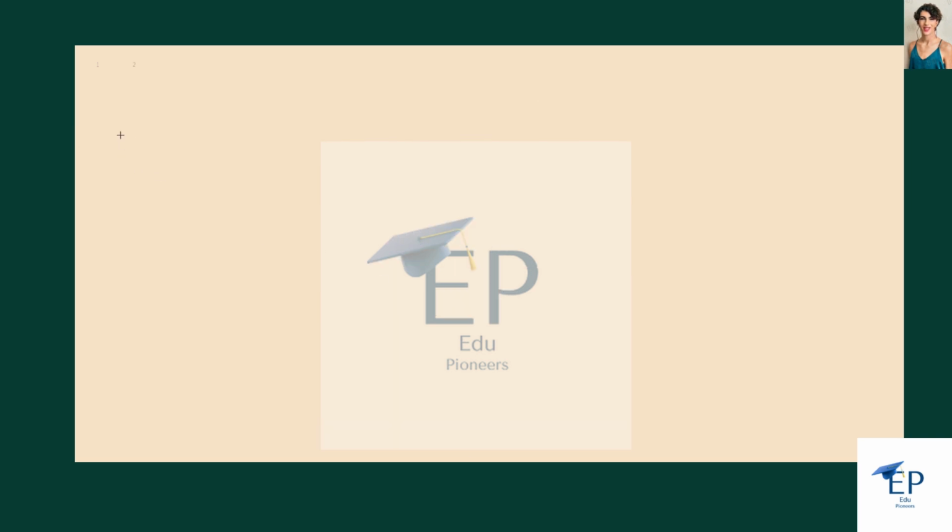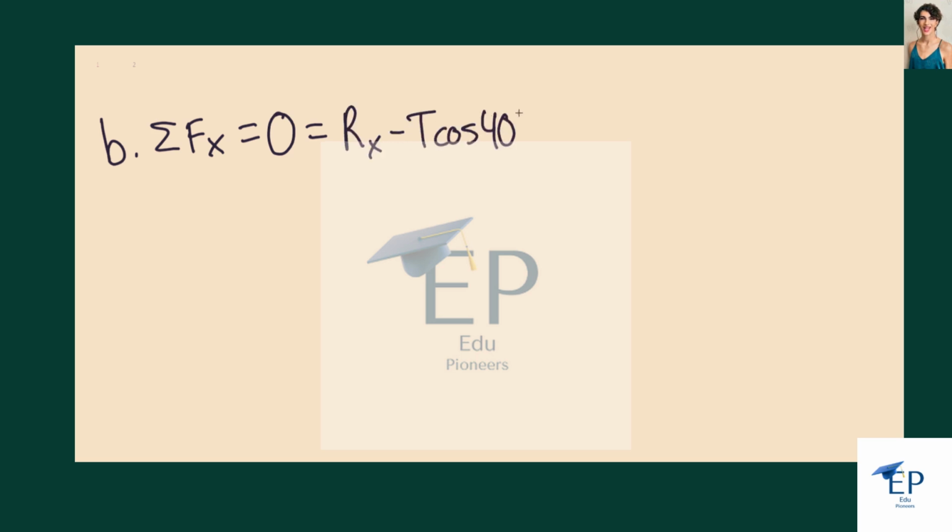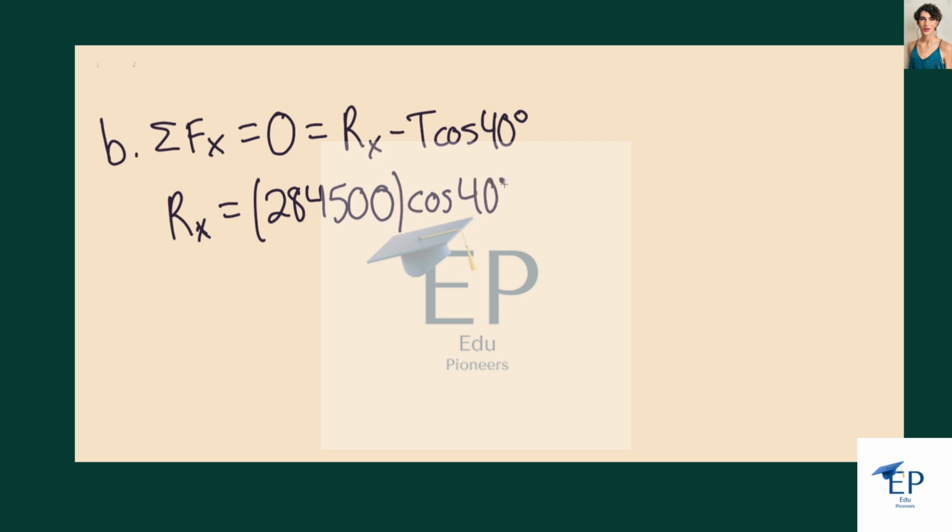For part B, they want us to find the reaction forces. So the sum of forces in the x direction will equal 0, which means that the reaction force in the x direction minus T cosine of 40 degrees, R sub x, is going to equal 284,500 times cosine of 40 degrees. And this is equaling 217,940 newtons.